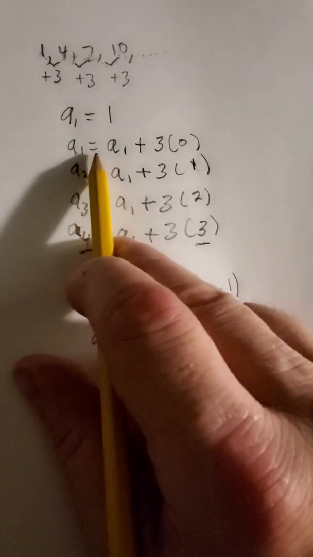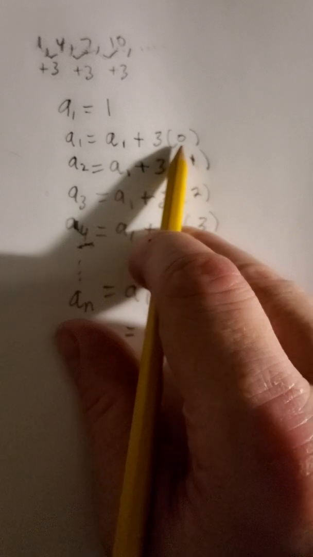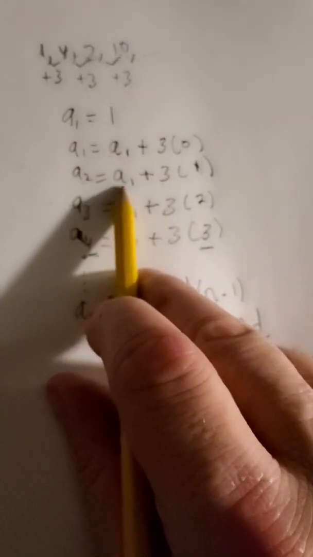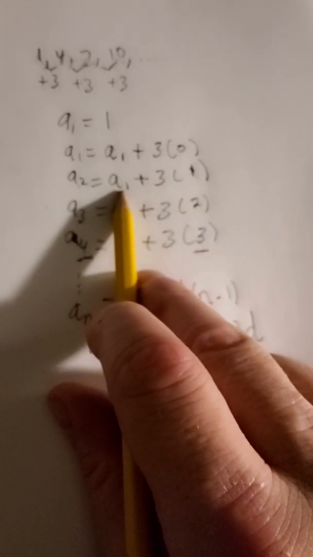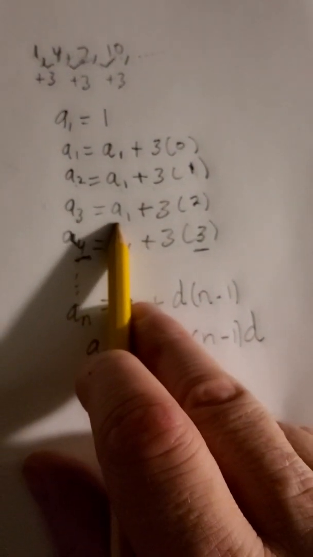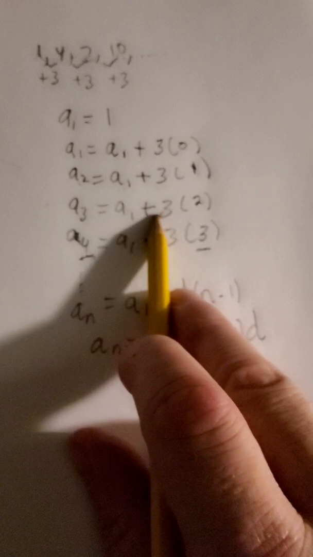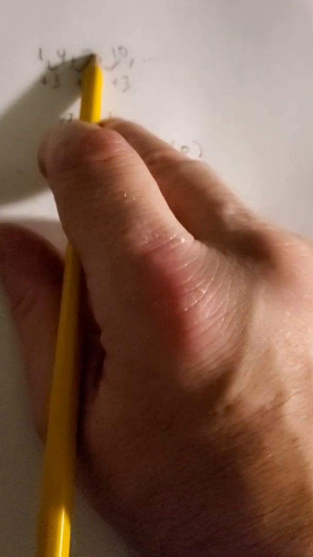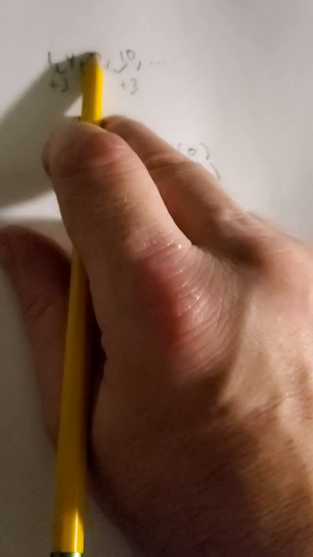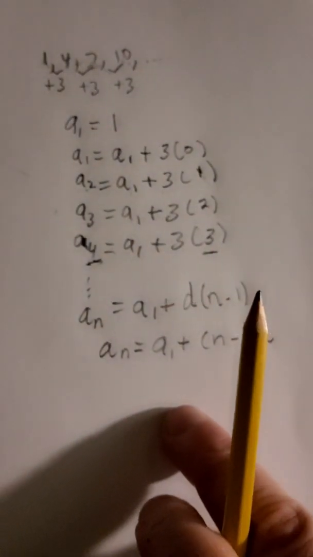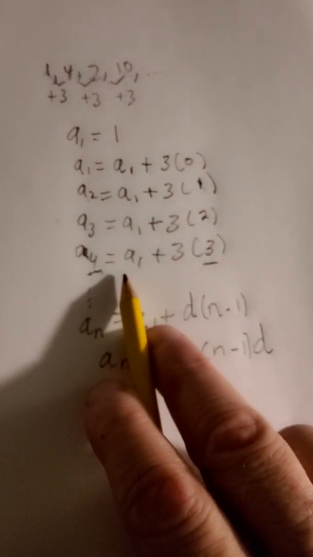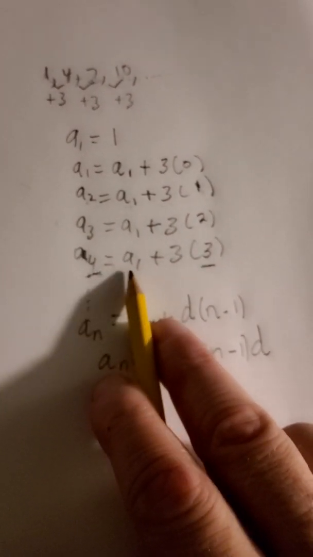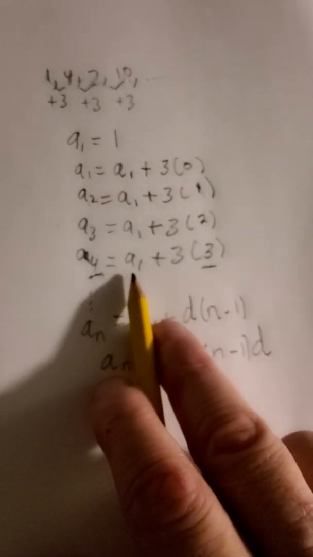Well, does that work? Let me think here. I said a1 equals a1 plus 3 times 0. Well, 3 times 0 is 0, so we just get a1 back again. A2 equals a1 plus 3. A1 equals 1. 1 plus 3 equals 4. A3 equals 1 plus 3 times 2. 1 plus 6 equals 7. Okay, for the 1, 2 times we've moved. A sub 4, finding the fourth term, equals 1 plus 3 times 3, which is 1 plus 9, which is 10 for the fourth position.